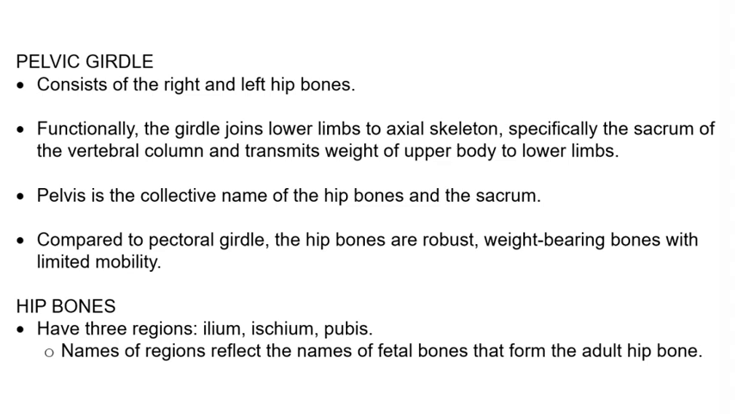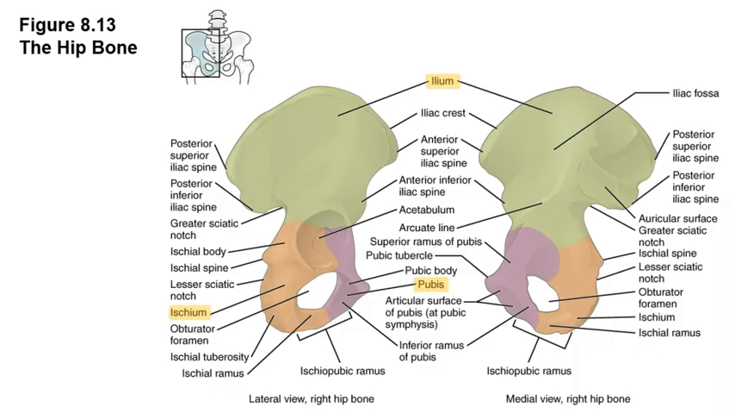The hip bones possess three regions: the ilium, the ischium, and the pubis. The names of the regions reflect the names of the fetal bones that developmentally fuse and form the adult hip bone. Figure 8.13 examines the hip bone from the lateral and medial perspectives, with the lateral perspective being on the left side and the medial perspective being on the right side.